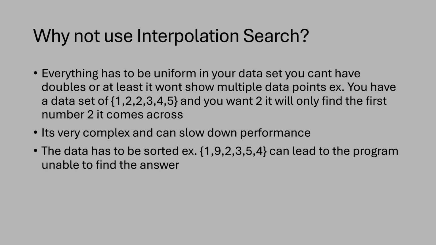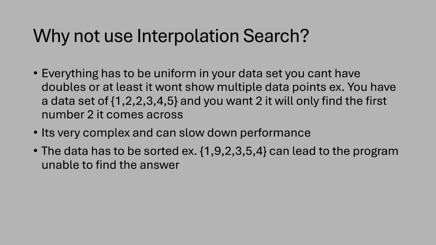Everything has to be uniform in your data set. You can't have doubles, or at least it won't show multiple data points. Let's say you have a data set of 1, 2, 2, 3, 4, 5, and you want to find 2. It will only find one of the 2s. It will be the first one it comes across. So it won't show both the 2 points in the data set.